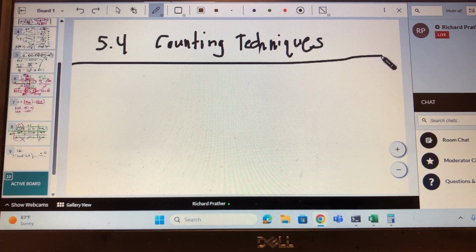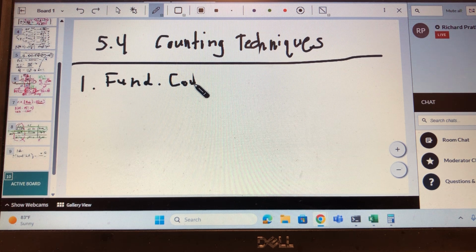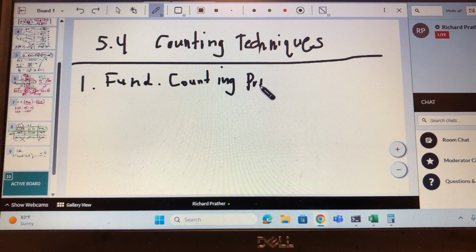And just like everything in the previous 2 sections, there's a junior high kind and then there's a harder kind after that. So the junior high kind, kids on their STAR test in junior high do this kind. The first kind is called the fundamental counting principle.